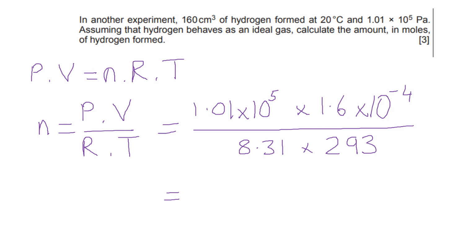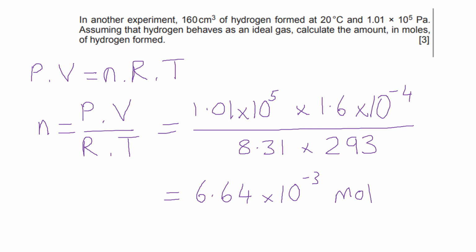And you chuck all of that into your calculator. And that comes out as 6.64 times 10 to the minus 3 moles, and that's the answer. So in terms of the marks there, I guess there'd be 1 mark for rearranging the ideal gas equation, 1 mark for converting all the units appropriately, and then the final mark for getting through to the right answer, plugging them into your calculator appropriately.